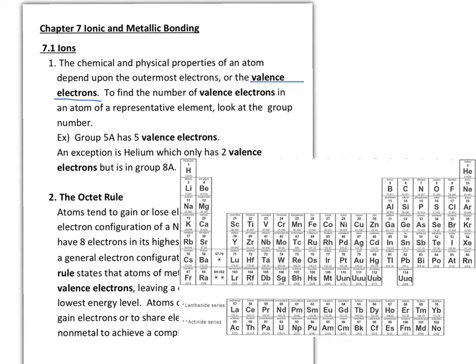Now, we have referred to these as 1, 2, 3, 4, 5, 6, 7, 8. We wrote that on one of your periodic tables. Some of you had trouble with that on the test. Yes, there are different ways of counting. That's why I said that when you are counting for valence electrons, you skip the transition elements. Okay, so our example, group 5A, has 5 valence electrons. Helium, even though it's in family number 8, only has 2 valence electrons. So that's kind of an exception.